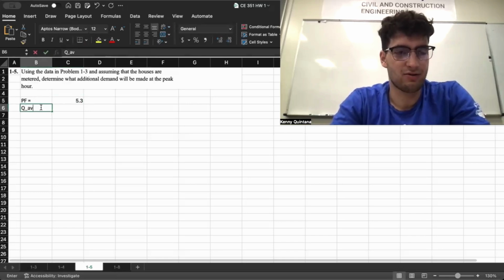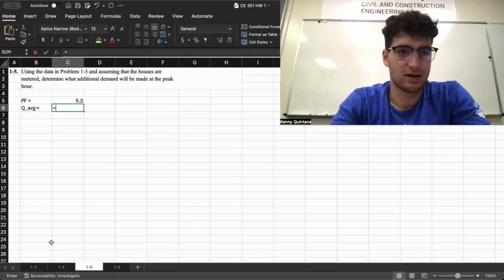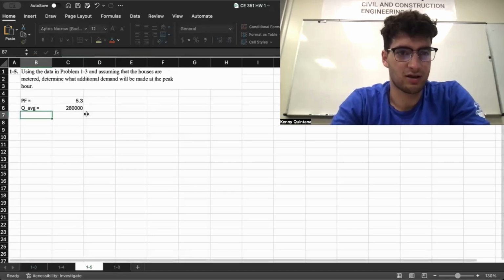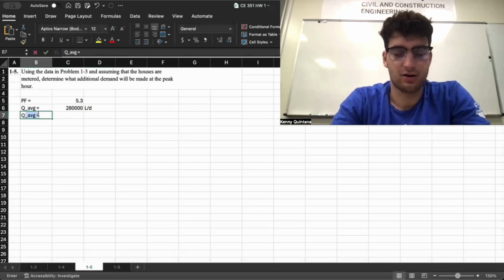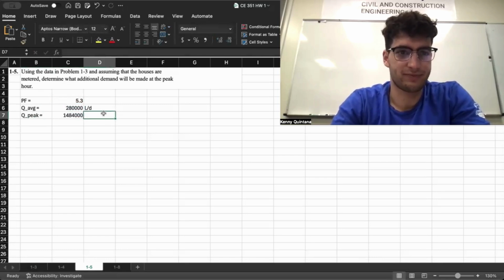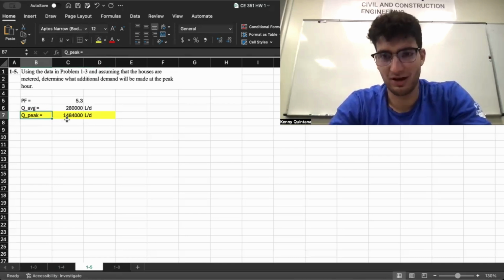And then our Q average is going to be, we hop back to 1-3, 280,000 liters per day. And so our Q peak is going to be our average hourly demand multiplied by the peak factor. So during that peak hour, the city will need to supply about 1.5 million liters per day.